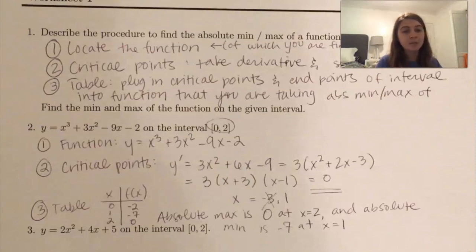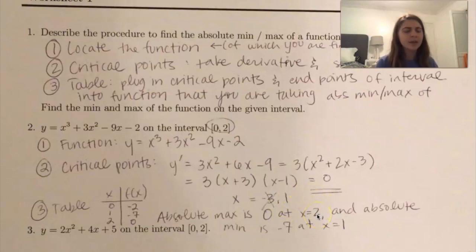the absolute maximum value is the y value. So the absolute maximum value is 0. Some questions might ask, where does the absolute maximum occur? If it asks where, it's asking for the x value. So the absolute maximum value is 0. And where does that occur? It occurs at x equals 2.